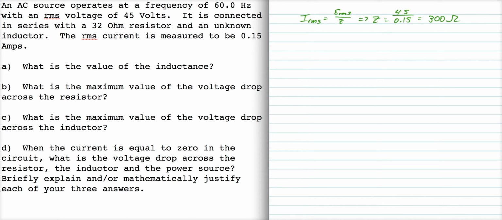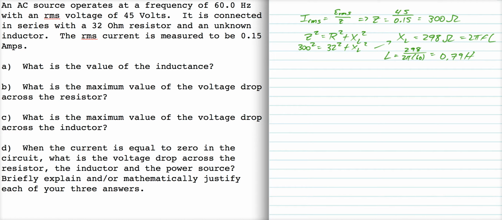Alright, now in this case, since we just have a resistor and an inductor, we can write the impedance like this. So that's 300 squared. Now the resistance is given to be 32. So if we solve for x sub L, we get x sub L is 298 ohms. And we set that equal to 2 pi FL, then L is 298 over 2 pi times the frequency, which is 60. And that's 0.79 henries. Right, so there's your part A.